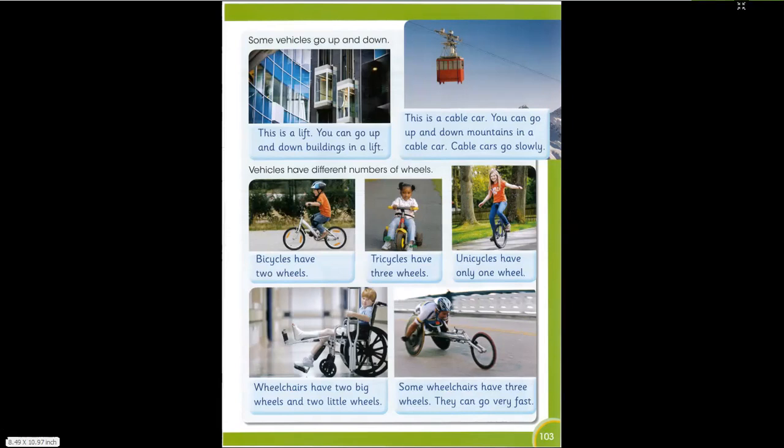If you have a broken leg or cannot move, even in hospitals they use wheelchairs. Wheelchairs have four wheels, two in the back and two in the front. The two wheels in the back are big, whereas the wheels in the front are a bit small. Then we studied another wheelchair that has three wheels and can go very fast, which are used in races.